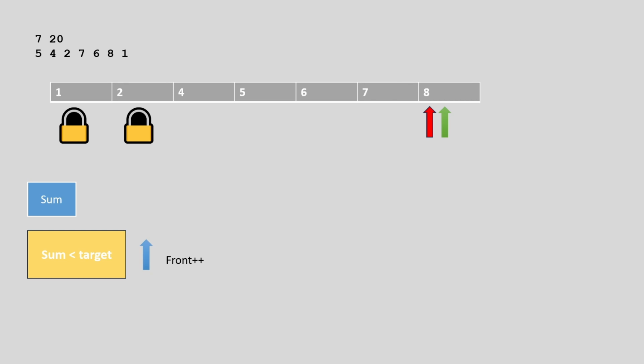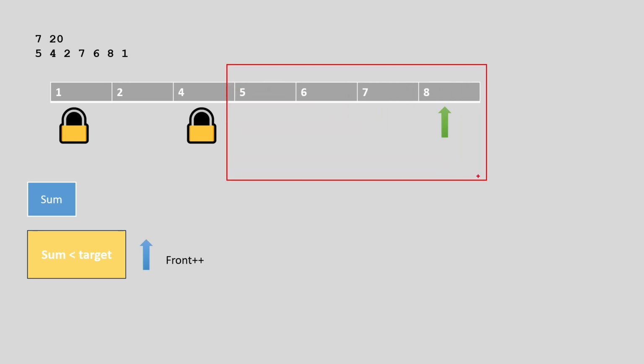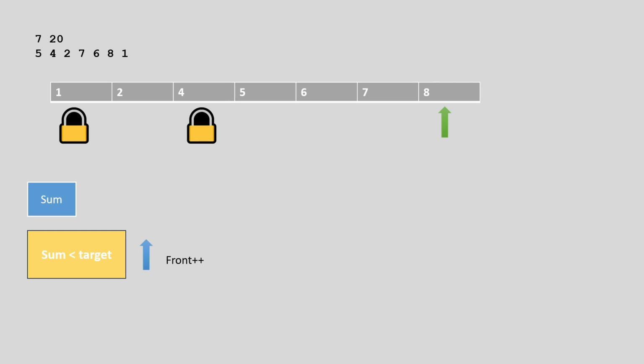Now we have come to where the front and rear are pointing at the same position, and it is clear in the question that we need to print positions that are different, so since front and rear are pointing at the same position, we won't consider it. That means we will unlock index 1 and increase it to 2, and again apply the two sum in this section. It is quite clear, right? What we were doing in the three sum, we are doing almost the same, just that instead of one locking index we have two locking indexes.